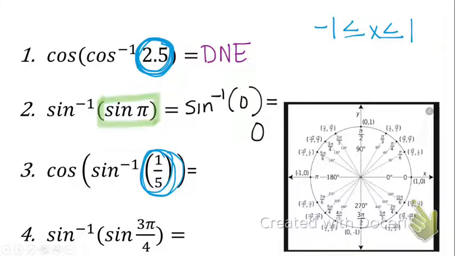Now, first of all, the reason why we can proceed is because 1/5 is less than 1. If this number was greater than 1, then it would be D and E. We would stop, okay? But 1/5 is less than 1. It does fall between negative 1 and 1, so let's do the Pythagorean Theorem. So let's make our right triangle.